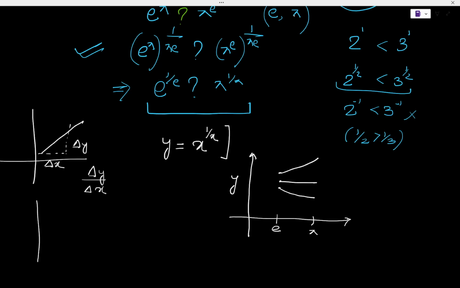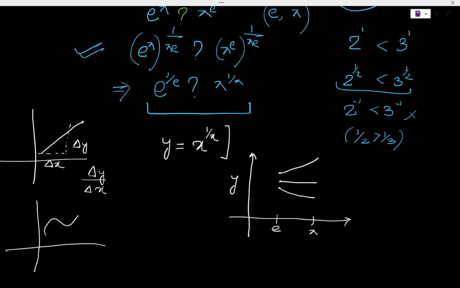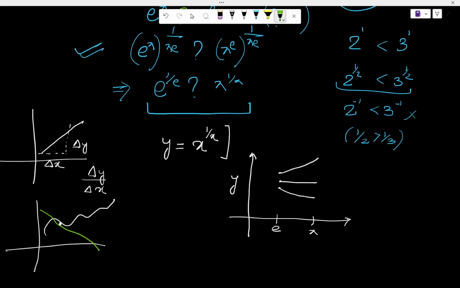Now for any continuous function, a general function need not be a straight line. It can be something like a random function, something like that. Now, if we want to compute the slope of that function at any given point, what we do is we draw a tangent. So for example, if I want to compute the slope at this point, I'll draw a tangent at this point, and the slope of this line is basically the slope of the given function at that particular point, right?